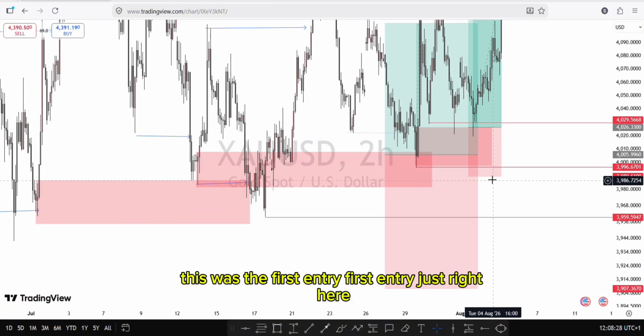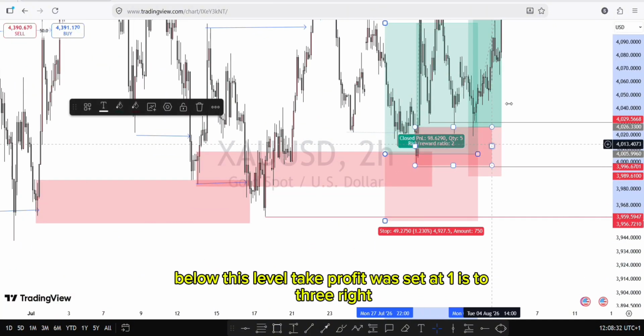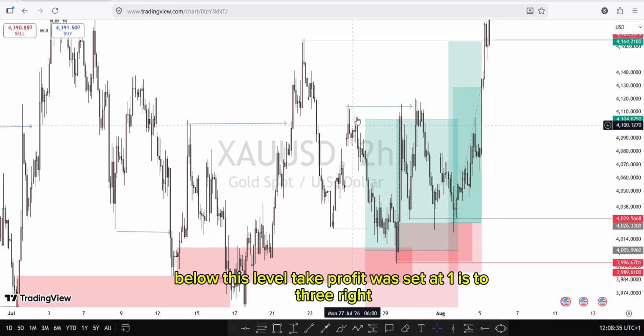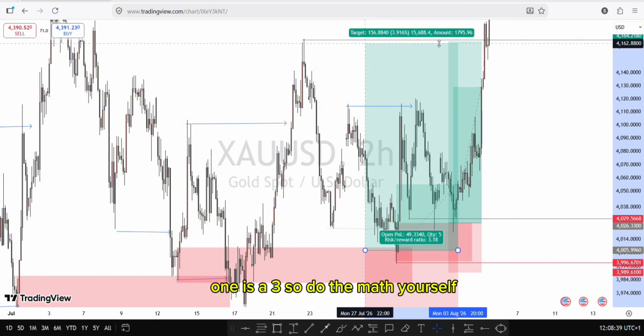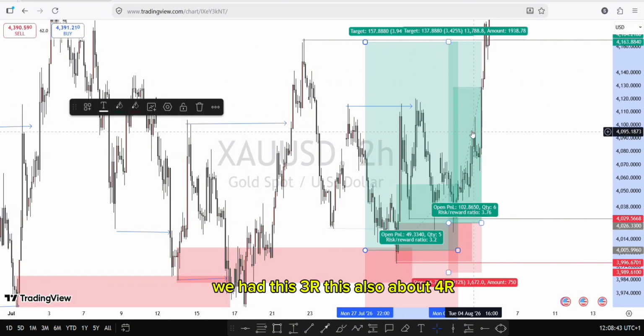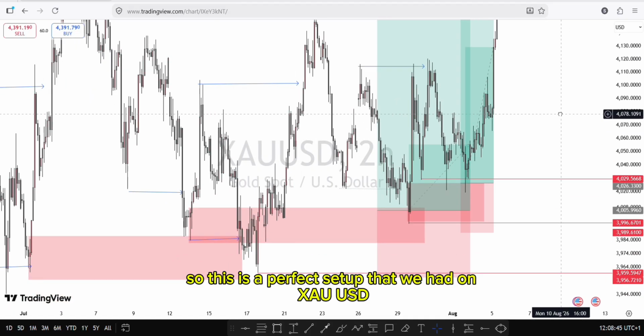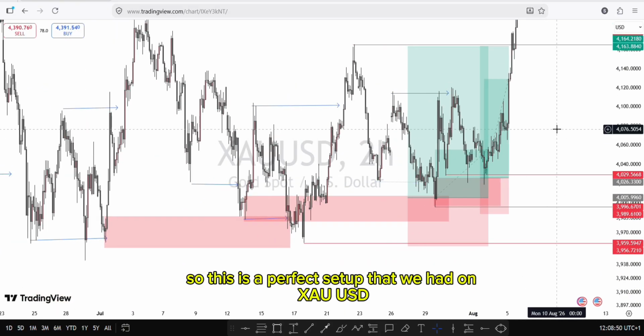just right here. Stop loss was what? Below this level. Take profit was set at 1:3, right? 1:3. So do the math yourself. We had this 3R, this also about 4R. So this is a perfect setup that we had on XAUUSD.